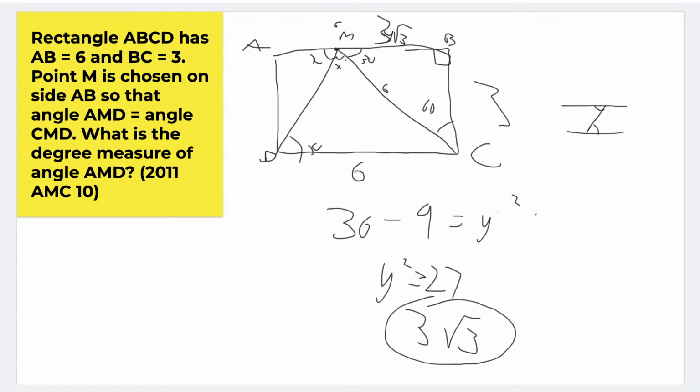Now if this is 30, that means 180 minus 30 equals 2x, and 180 minus 30 is equivalent to 150. 150 equals 2x. Now you divide both sides by 2, and then you get x is equivalent to 75. So AMD is just 75. So now I hope you see the importance of knowing the 30, 60, 90 triangle relationship.